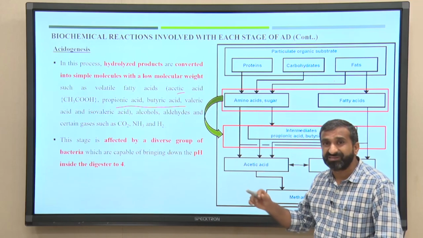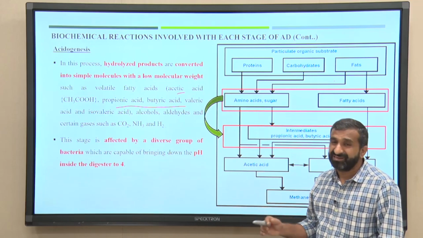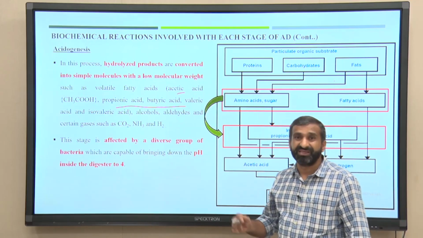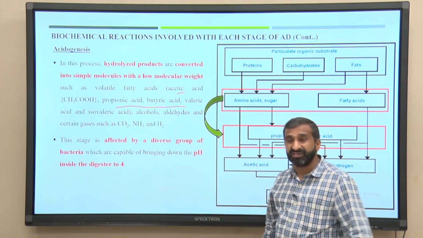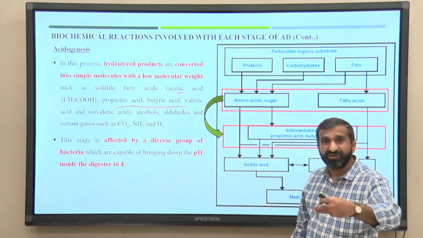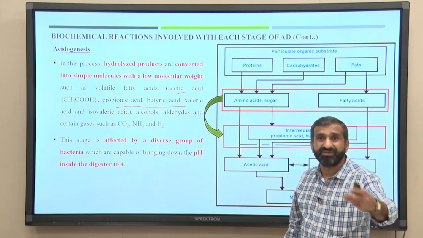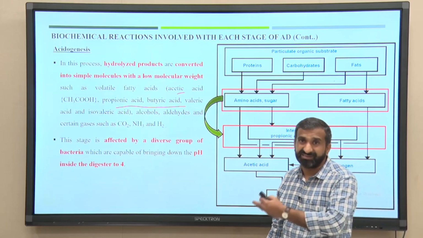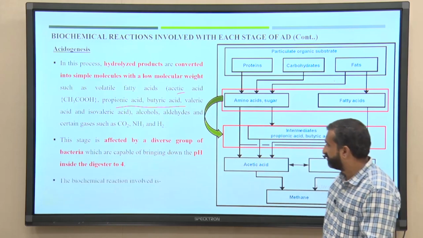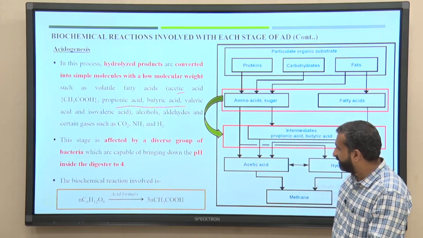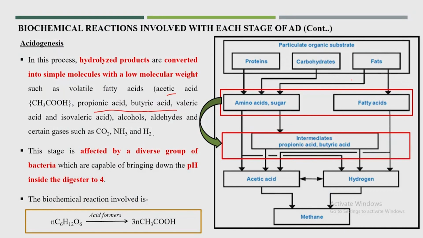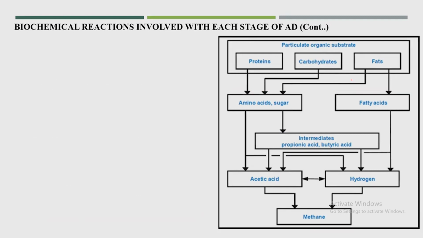Now the problem: once the pH is acidic, it is very difficult to produce methane gas in such conditions, or there won't be a possibility of growth of methanogenic bacteria, or methane forming bacteria, at this low pH. So, what biochemical reaction is involved? The acid formers, and finally it will convert into the fatty acids.